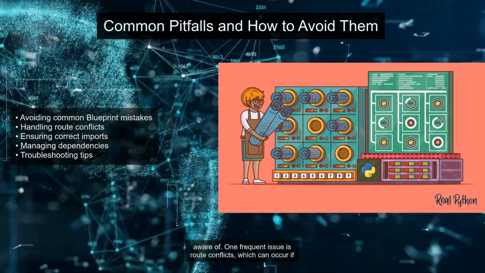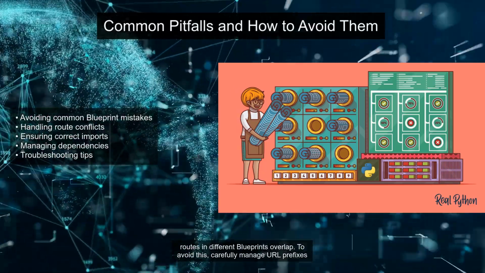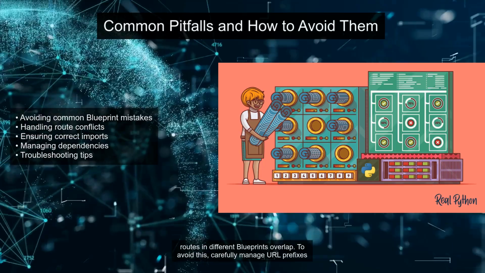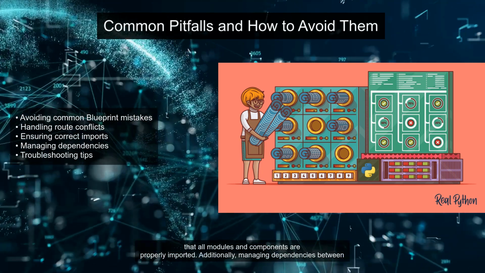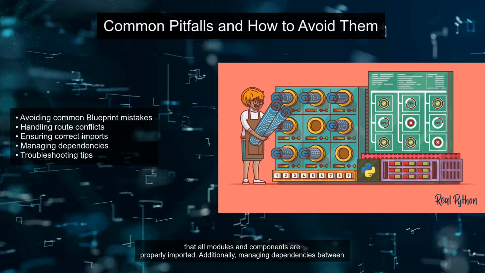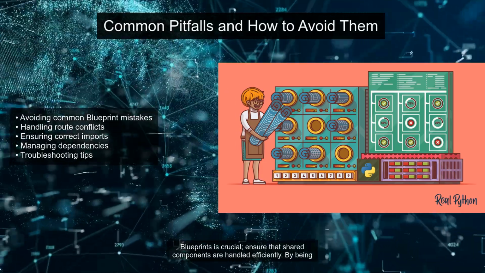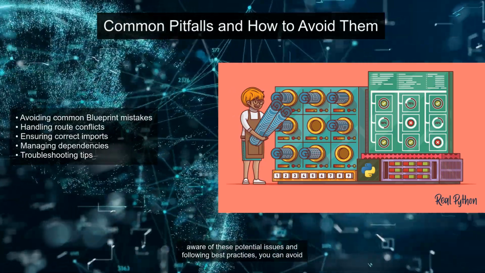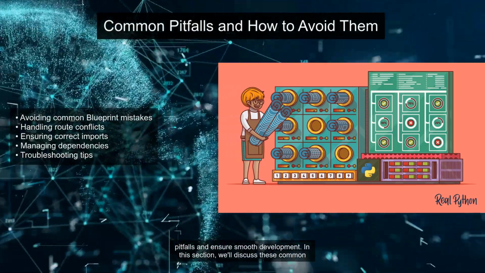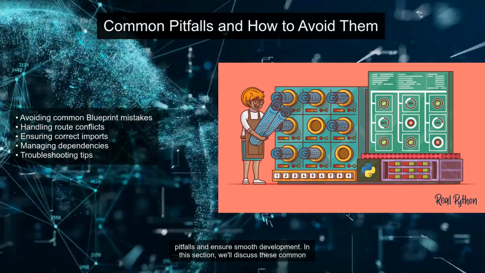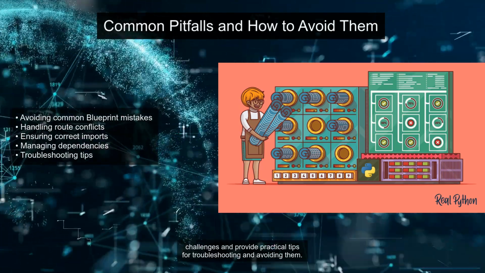One frequent issue is route conflicts, which can occur if routes in different blueprints overlap. To avoid this, carefully manage URL prefixes and ensure unique route paths. Another common mistake is incorrect imports. Double-check that all modules and components are properly imported. Additionally, managing dependencies between blueprints is crucial. Ensure that shared components are handled efficiently. By being aware of these potential issues and following best practices, you can avoid pitfalls and ensure smooth development. In this section, we'll discuss these common challenges and provide practical tips for troubleshooting and avoiding them.